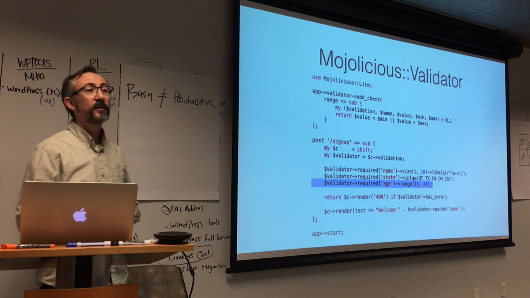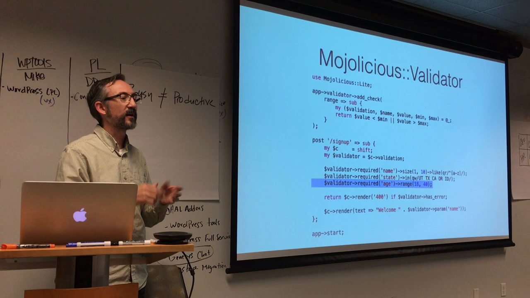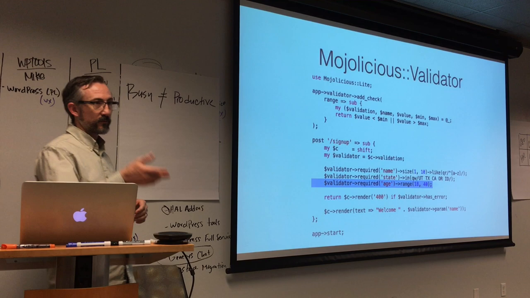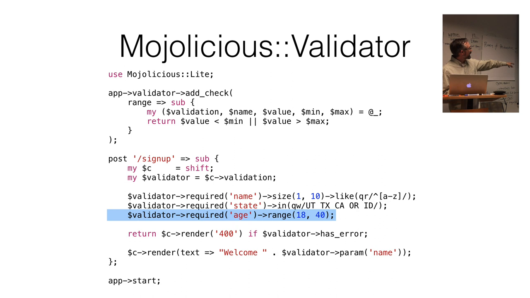But by default, the validation check by itself will not do anything. It just simply records the fact that the validation has been made, whether it was successful or failed, and what any results might have been. Now this last one here, range, is interesting. We're going to ask for a range, and the age must be somewhere between 18 and 40. Range is not a native Mojolicious validator method.